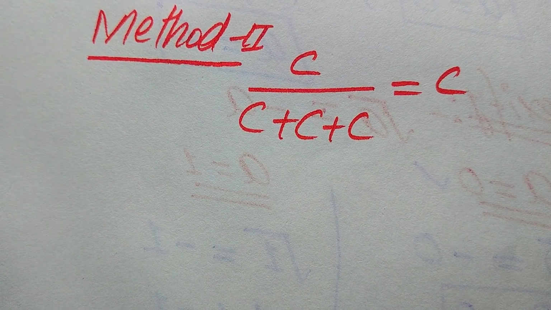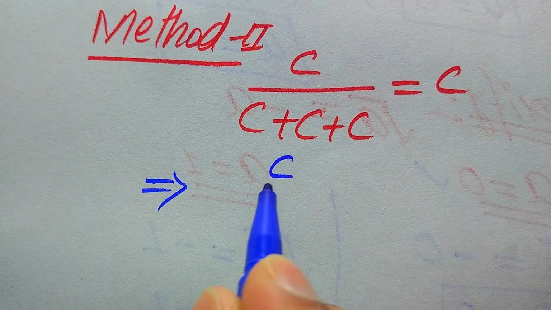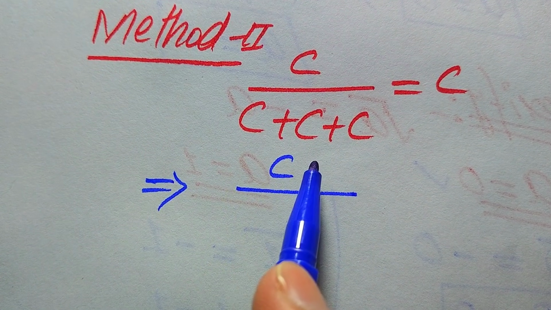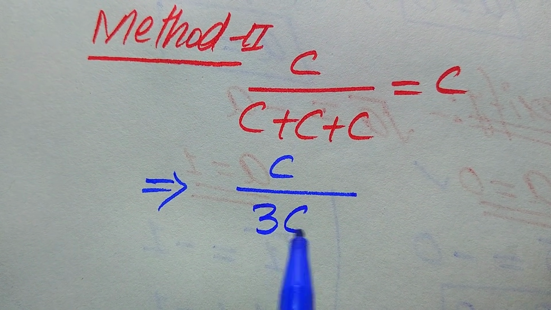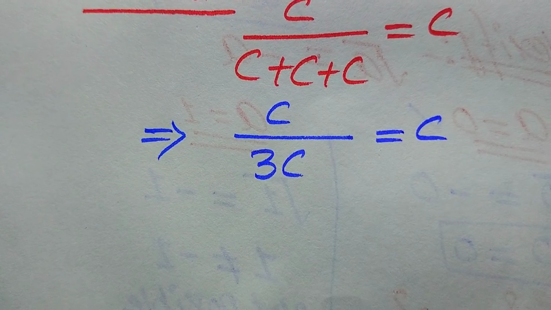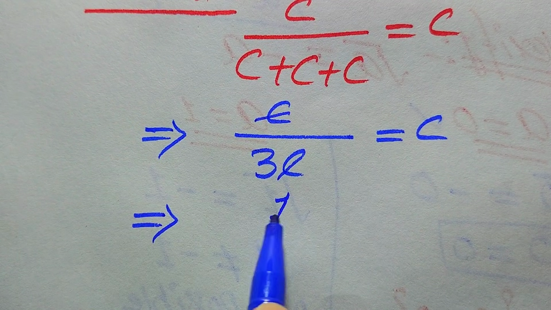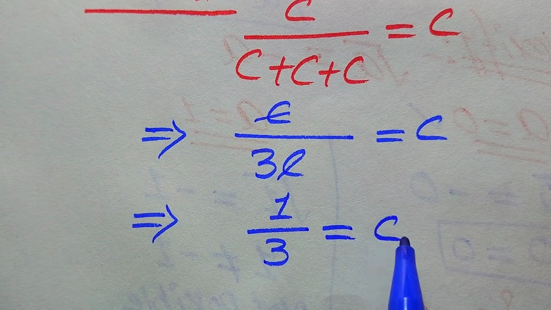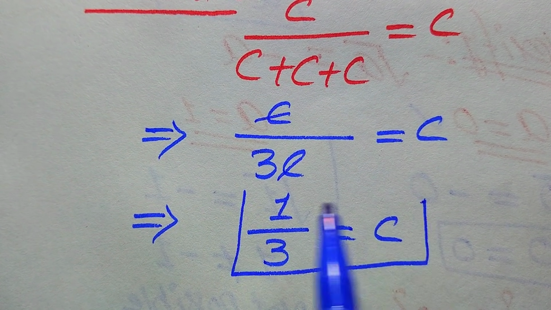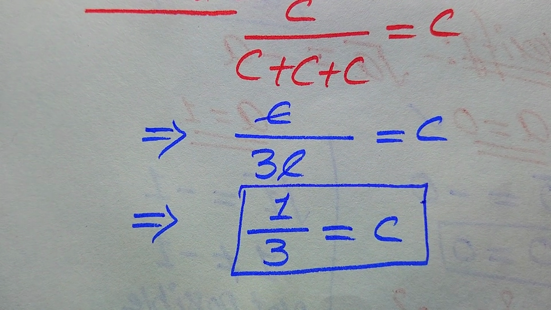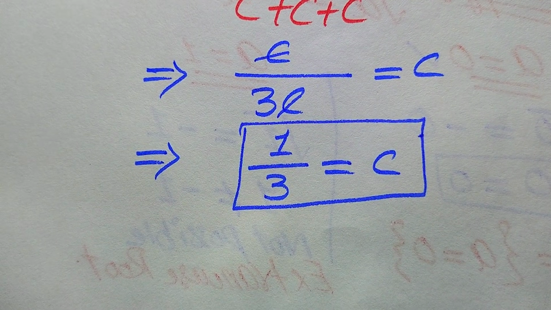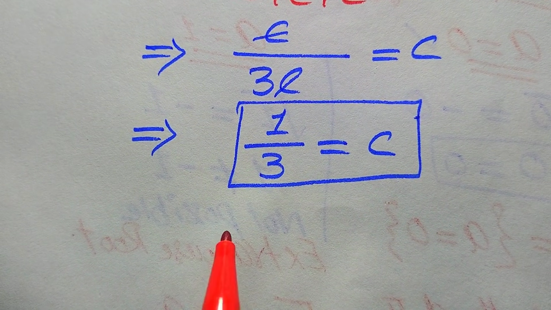And in the second method, we again first simplify the terms. In the denominator you see here c is added 3 times, and it will be written as 3 times c equals c. Now you see that this c and this c are gone, and we get 1 divided by 3 equals c. So we get only one value of c, that is 1 over 3. In the first method we already verified that this value of c is the solution, or this value of c satisfies our given question statement. So here we don't need to verify these values again.